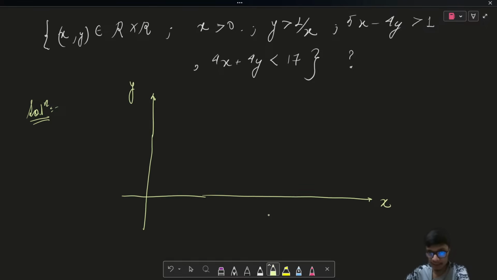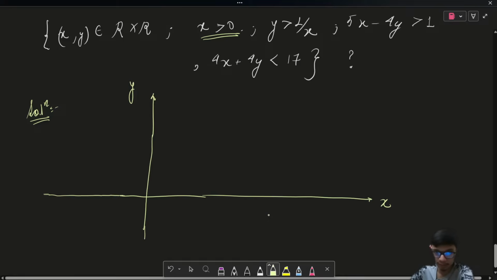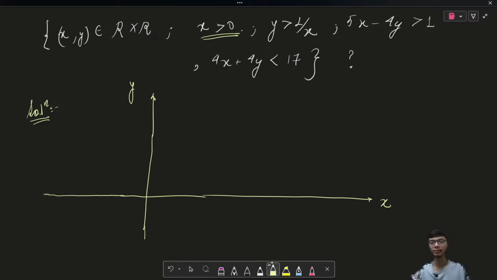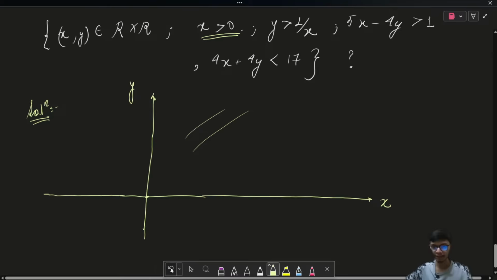If you look at the first curve, x is greater than 0, so that is talking about this particular part. Please don't confuse it. x greater than 0 means 0 is over here. So x equal to 0 is this line, the y-axis, and greater than 0 means this particular part of the y-axis. So that is very simple.